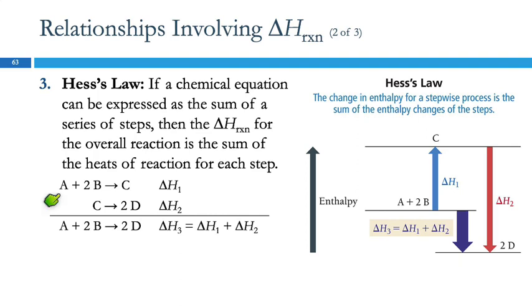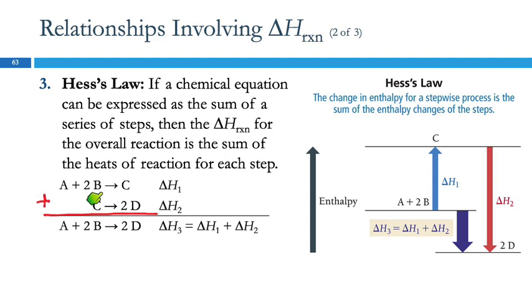So the idea here, we've got that A plus 2B making C. This has a delta H of some value. If we have another reaction where C is going to 2D, that's going to have a different delta H. If we add these two reactions together, so we're adding equations.